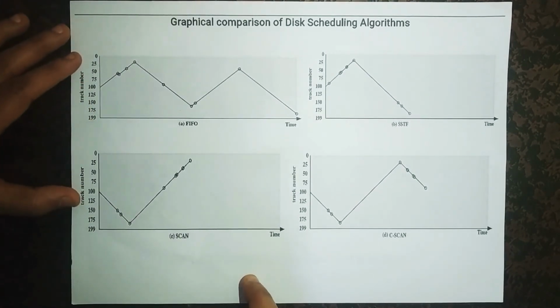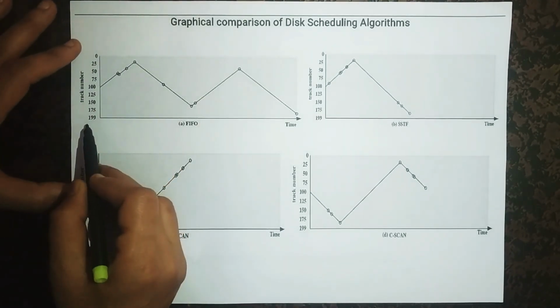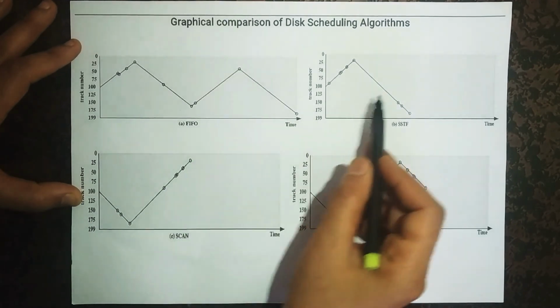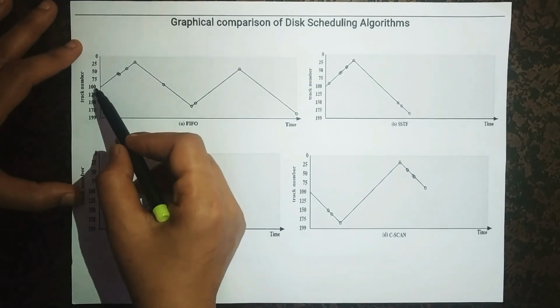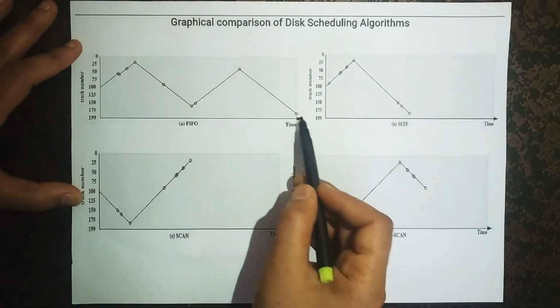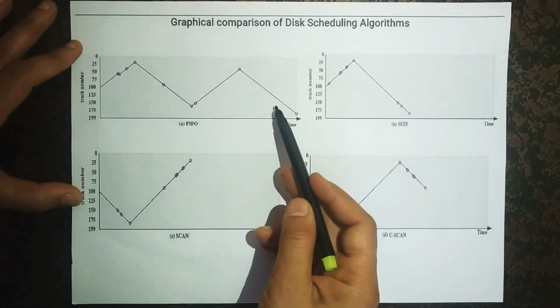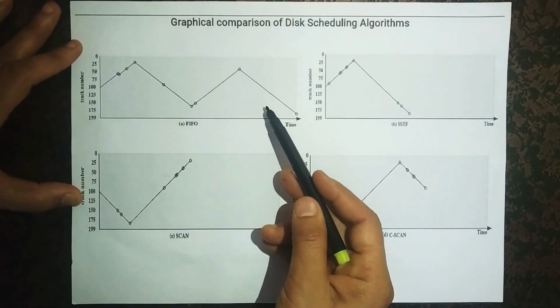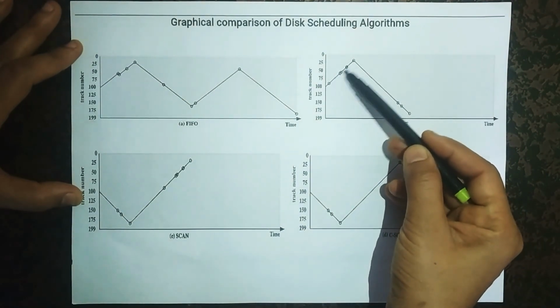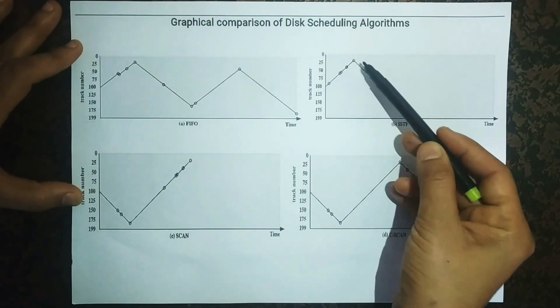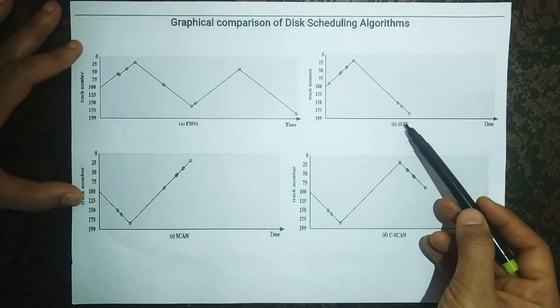So this is the graphical representation. We see track numbers on the y-axis and time on the x-axis for each of the four algorithms. In case of FIFO we see that the head is continuously moving in different directions because the requests are served as they arrive. So we get the maximum seek time and seek length here. In case of SSTF we see the closest tracks are traversed, so we see smaller differences here in the SSTF.